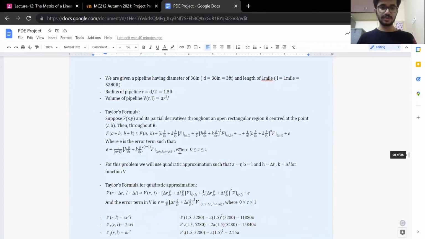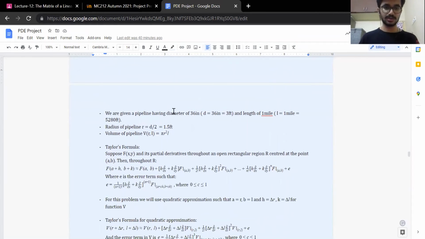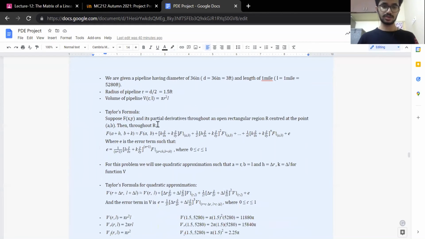So we are given the pipeline. I've just stated things in feet, to be common for both miles and inches, so for the conversions. Also, I made it in the radius for volume, because we have volume in the form of pi r squared L. So I just substituted in r.